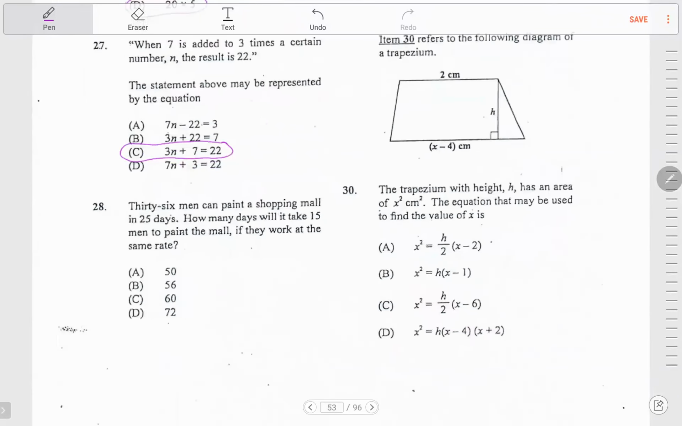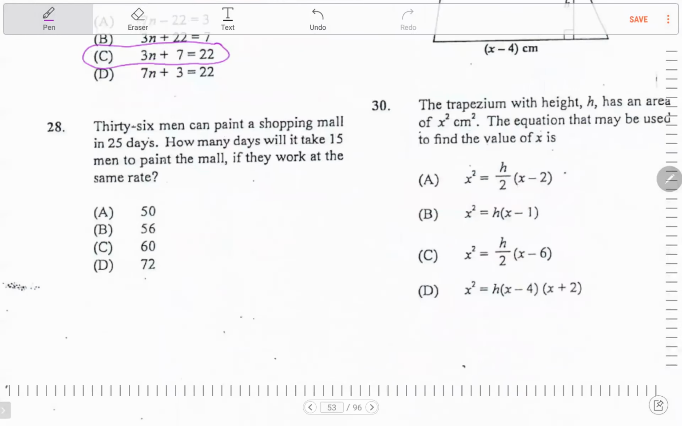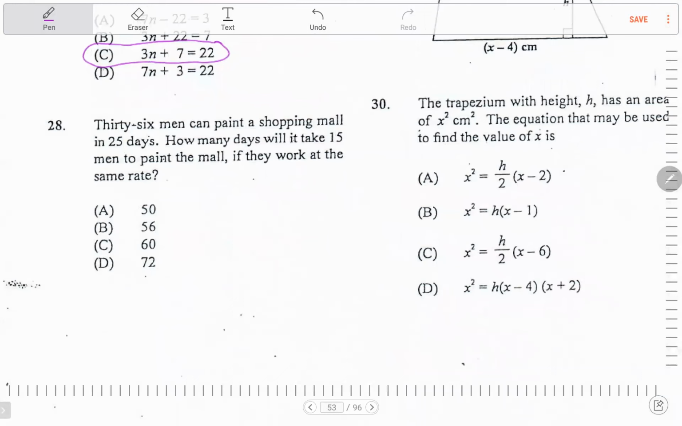All right, this question now. Let's explain this one. Questions are always asking about this one. 30 men can paint a shopping mall in 25 days. How many days will it take 15 men to paint the mall? Now, this is what we call an inverse variation, because the more men you have, the less time it will take, and the fewer men you have, the more time it will take. So we can set up an inverse variation that says the number of men is equal to a constant divided by the time.